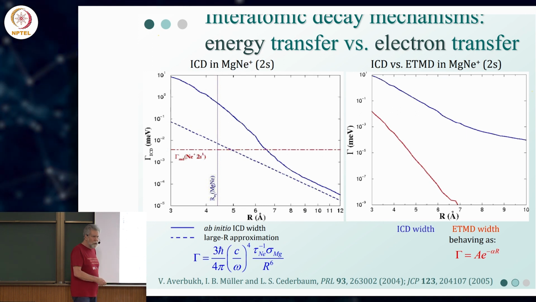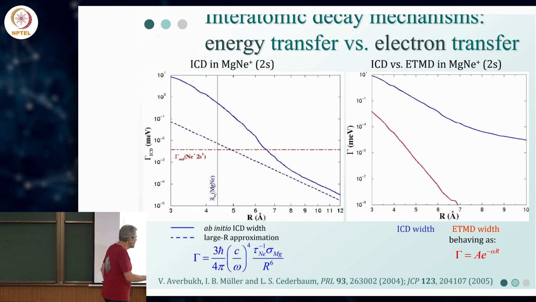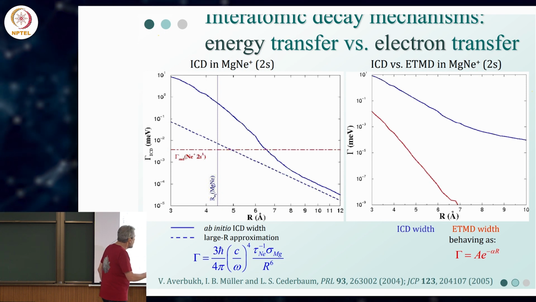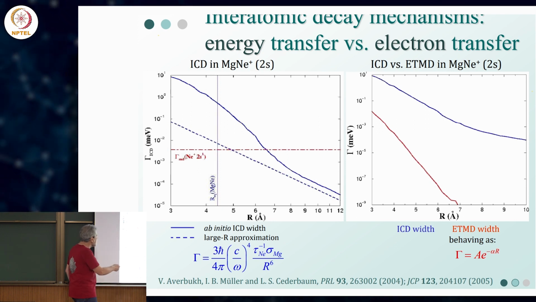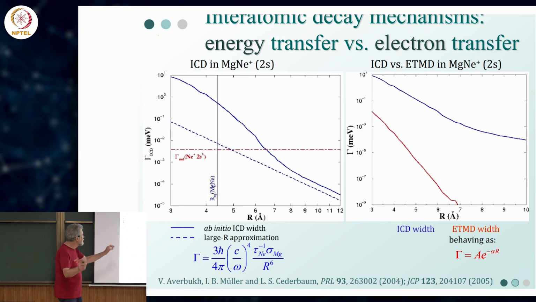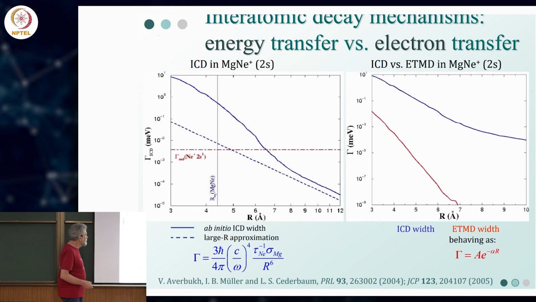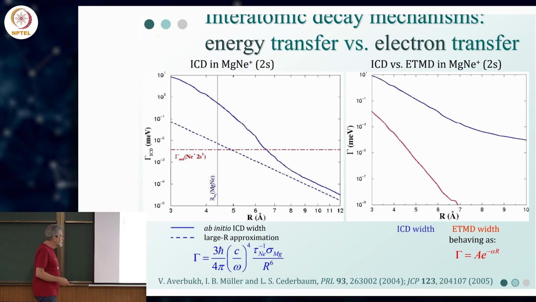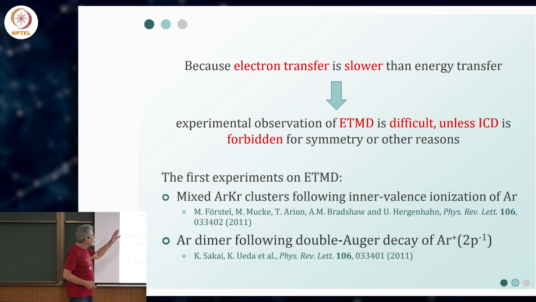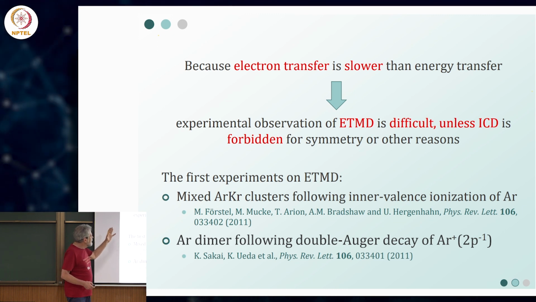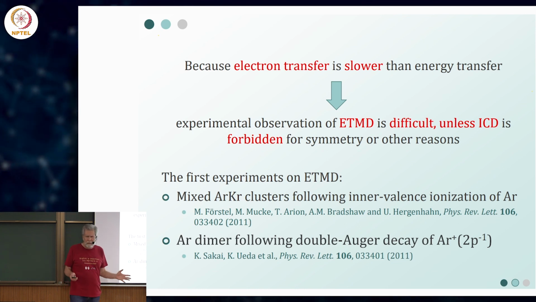So you see it can be orders of magnitude larger. So energy transfer is usually much more efficient at large distances. At short distances, they may cross somewhere, but the equilibrium distance is 4.4, I think, of 3 angstrom. So they are really hanging around quite large distance. So there, of course, energy transfer is much, much more efficient than the charge transfer. So this was the reason why we thought that because energy transfer is much faster than electron transfer, you will only see ETMD when there is no ICD.